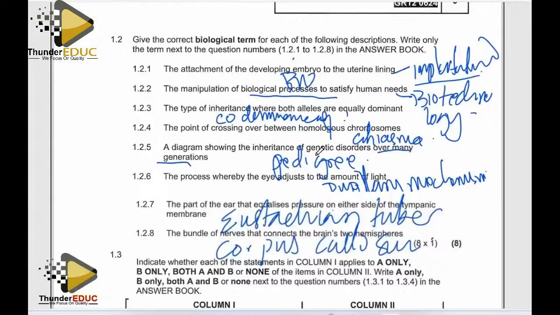They're saying the bundle of nerves that connect the brain's two hemispheres. We call it corpus. I always tell people, and some people say corpus luteum. Unless your reproductive part is in the brain. Ah, yeah, okay. It's corpus callosum.